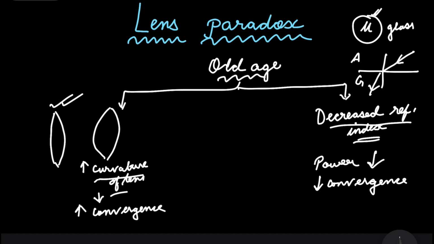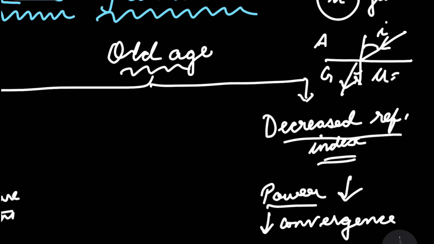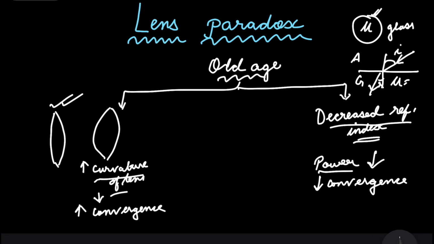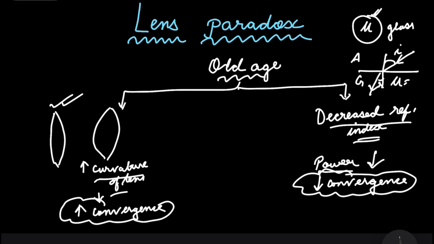Decreased convergence. Power obviously here means optical power. So this is I and this is R, and mu, if I remember correctly, is sin I by sin R. Let's not go into all that. Anyways, I just remembered it and blurted it out. Now look carefully. One point is leading to decreased convergence, one point is leading to increased convergence.